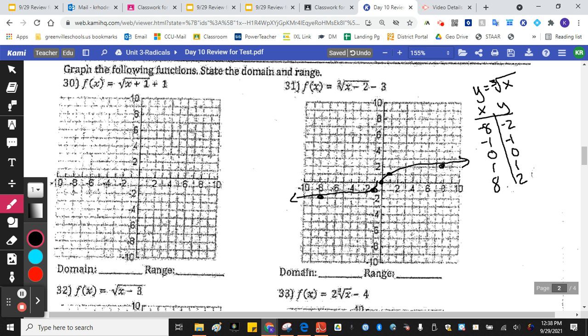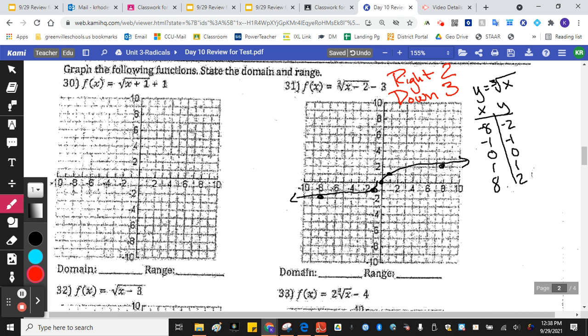Hopefully you have that memorized from our last test, last project. Our translations: -2 inside is what? Right 2. And -3 on the outside, down 3. So I'll move all these points right 2 and down 3. You can do it in your table too, or you can just take each point and go right 2, down 3.